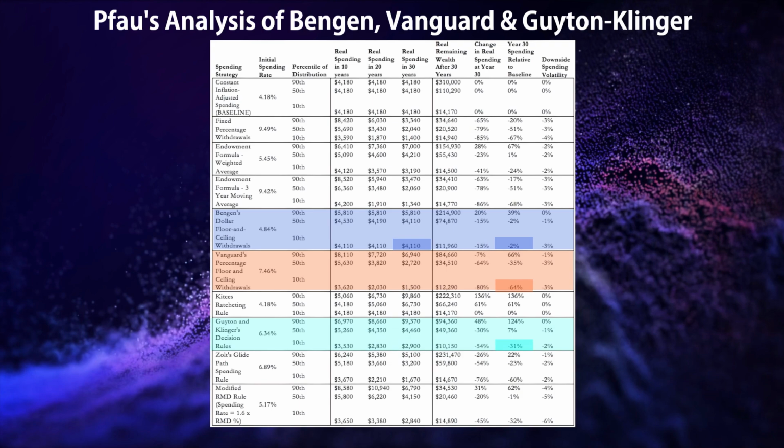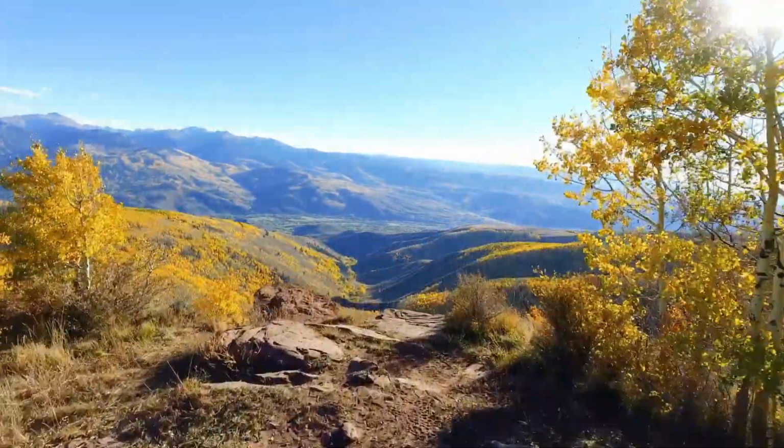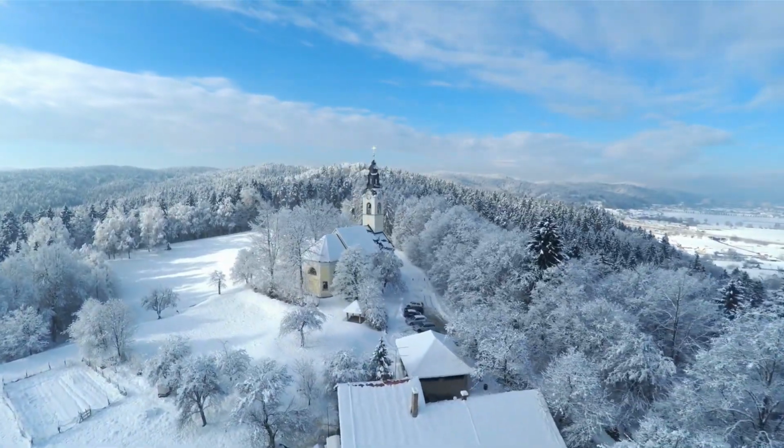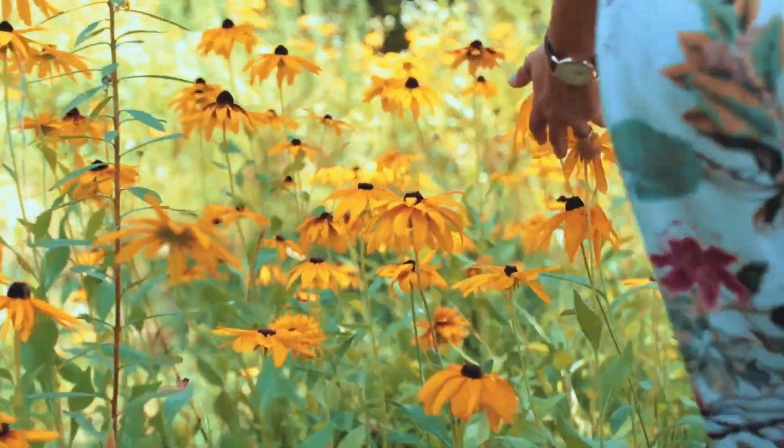In contrast, Vanguard and Guyton-Klinger saw significant drops in final spending, with Vanguard at 64% and Guyton-Klinger at 31% below baseline. Despite these steep declines in real spending for Vanguard and Guyton-Klinger, Bengen actually had higher remaining wealth than Guyton-Klinger after the same period. Now that we've looked at how these strategies perform under varying market conditions, let's summarize the pros and cons of Bengen's floor-ceiling strategy.